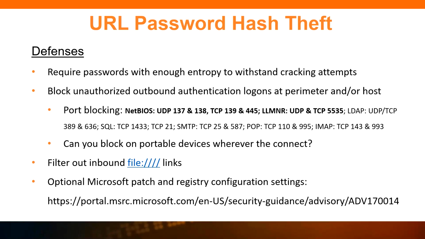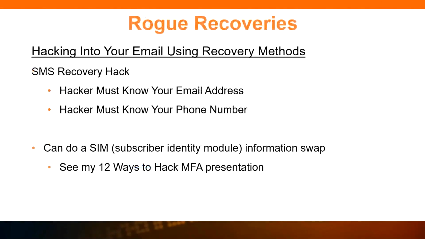You can also, on your firewall, block these ports. These are all the ports that can be used to capture your hash, so you can block them. You can filter inbound file forward slash links. Most people don't use them. And lastly, there is an optional Microsoft patch that you can apply that I've never seen anybody apply because it's optional. So if you're worried about these types of attacks, you can apply this defense.